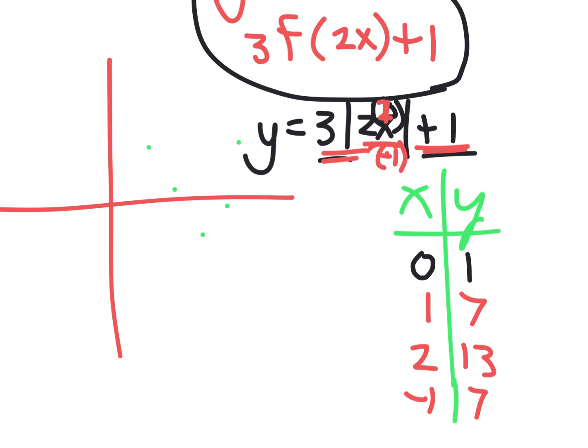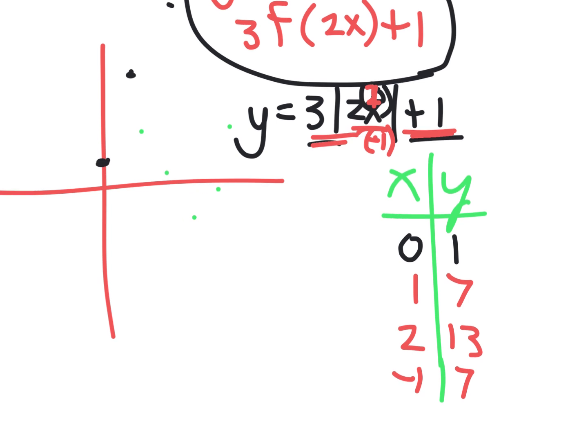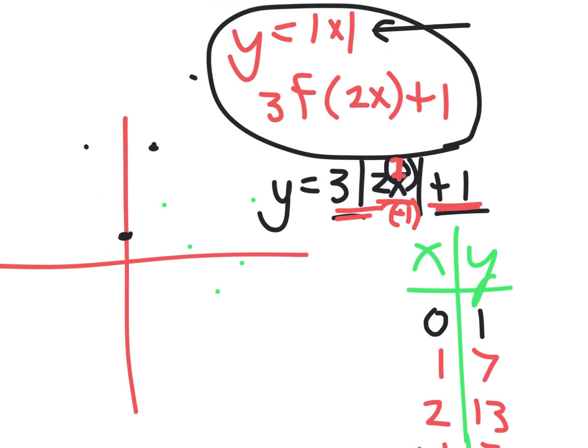And if you actually graph these: 0, comma 1, over 0, up 1, over 1, up 7, over 2, up 13, to the -1 and up 7. Aha! I can see where the V is now. See what I'm saying? Now, some people would make a mistake and they'd only graph these 3 points.